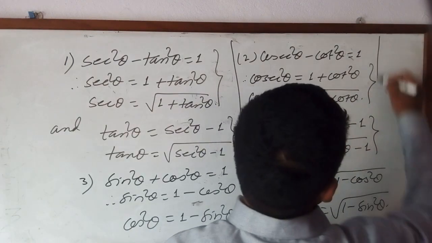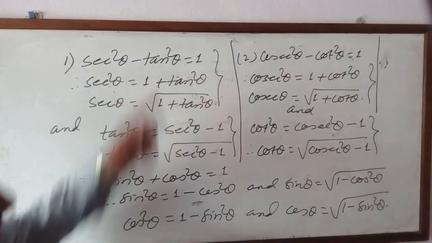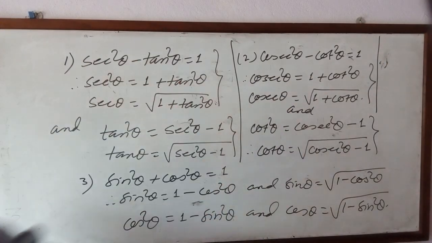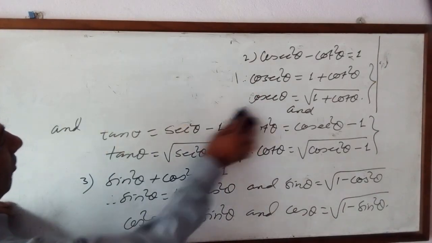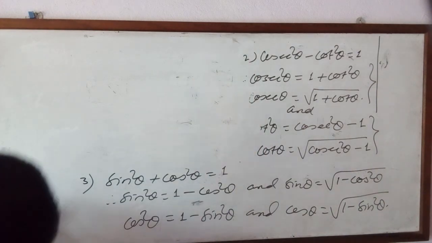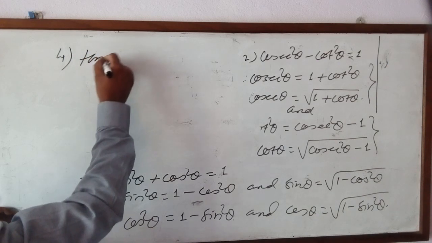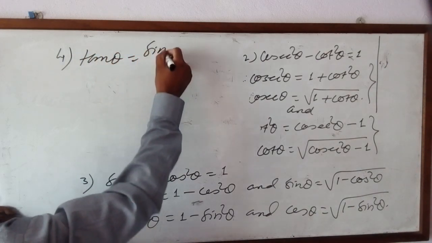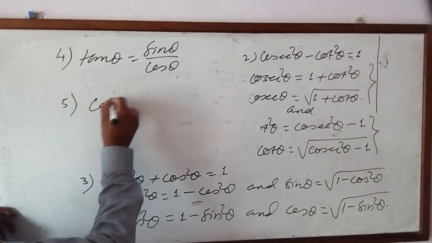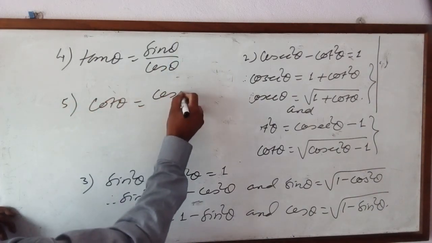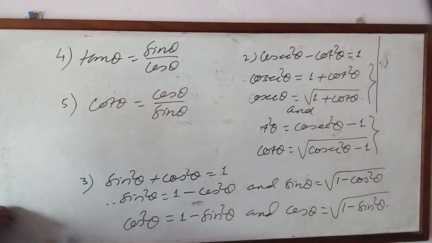Okay, I'll write. Number 4, tan theta. There is no space. Okay, I'll write this one. This formula, then number 1, number 2, number 3, and number 4 and 5. That is also very important. Number 4, tan theta equals sin theta by cos theta. Number 5, cot theta equals cos theta by sin theta. Just opposite.